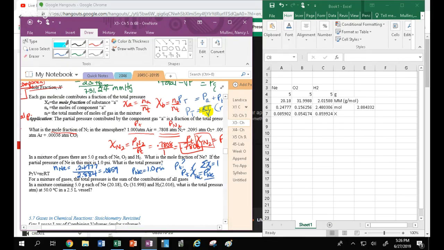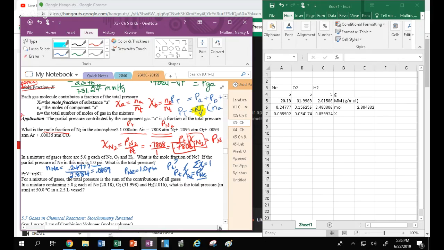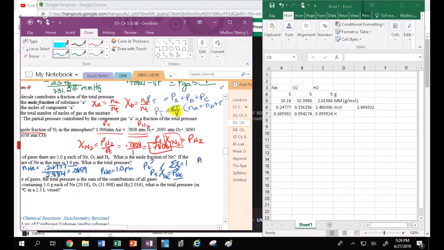So whichever gas I had chosen, I could figure out based on its partial pressure what the total would be if I knew the mole fraction. So I was given the partial pressure of neon. I calculated the mole fraction, so I should be able to solve this fairly easily. My pressure total should be my partial pressure of neon divided by my mole fraction of neon.